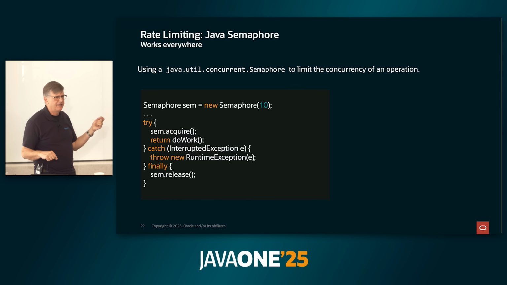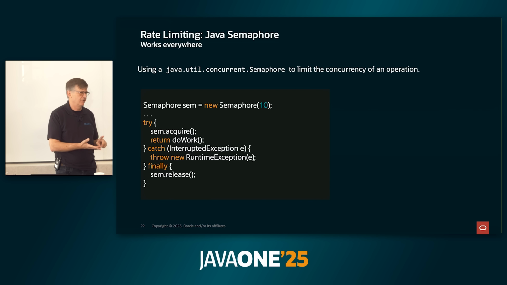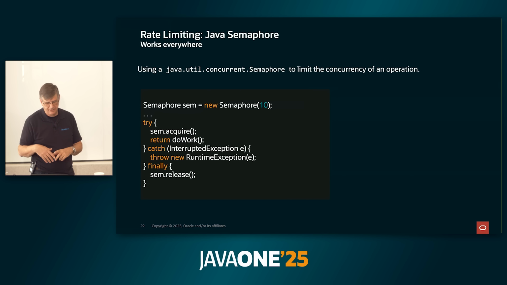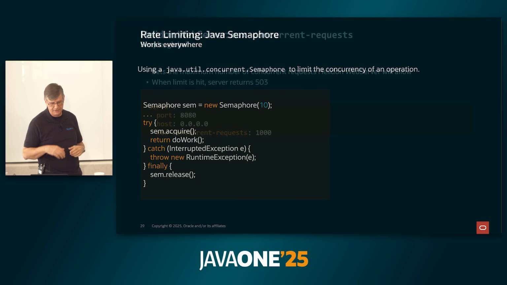Semaphore has a number of other options. You can choose to block or not block. You can get an estimate of how many other people are waiting. This allows you to implement things like backlog queues using semaphores. So it's a pretty flexible mechanism that will work anywhere.